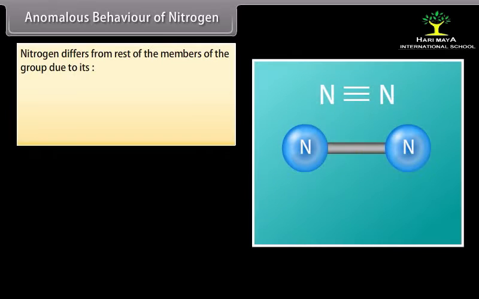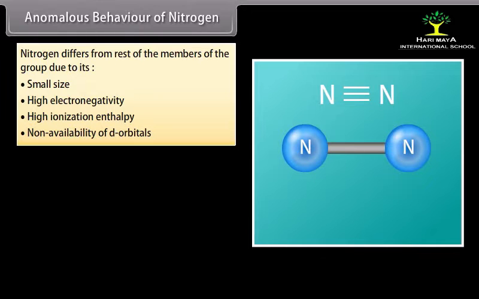Anomalous behavior of nitrogen. Nitrogen differs from the rest of the members of the group due to its small size, high electronegativity, high ionization enthalpy, non-availability of d orbitals.